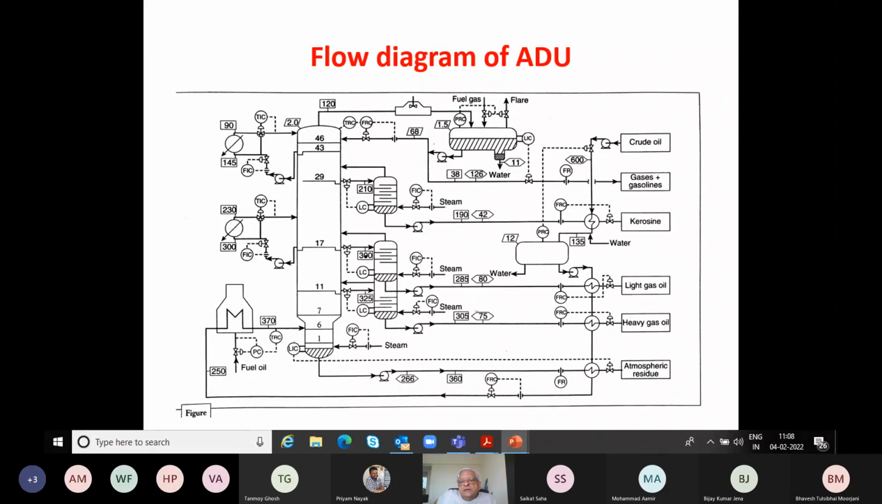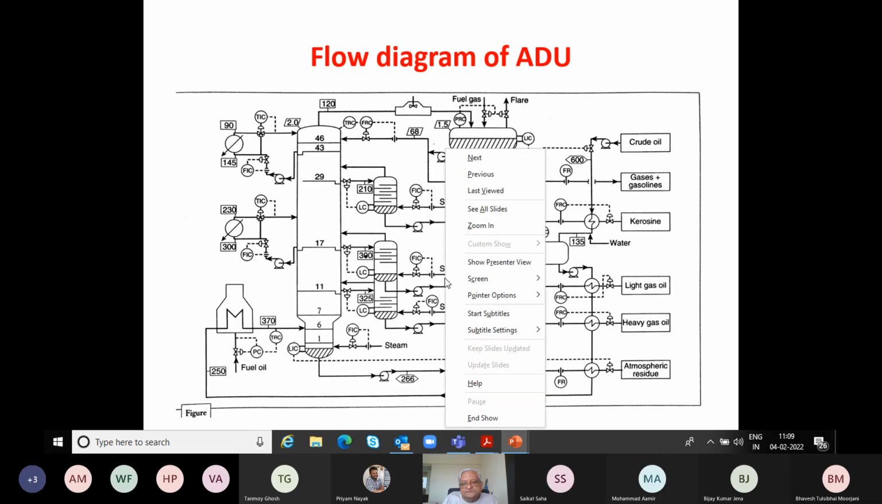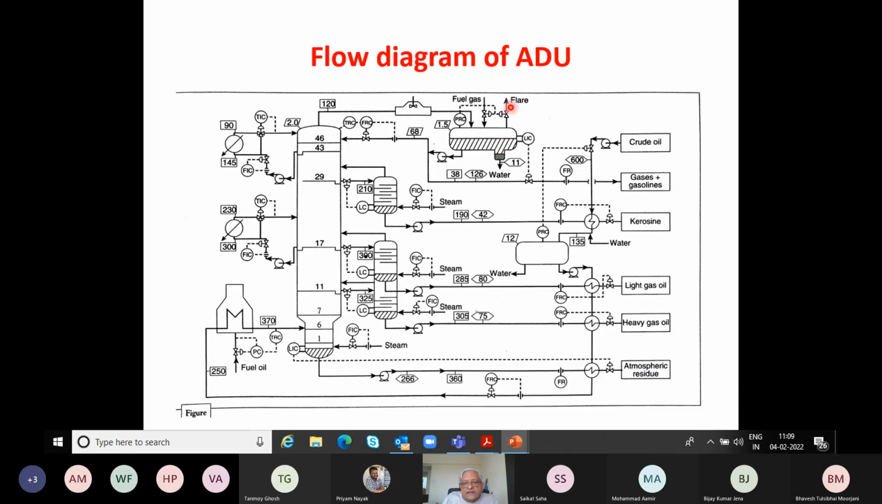If you recall, we were discussing how the distillation column, that is the crude distillation column, separates out all the fractions of the crude oil, particularly the light fractions: the naphtha, the kerosene, diesel, and if required, I mean, they're called by different names. In this particular diagram, as you can see, this is what I explained earlier.